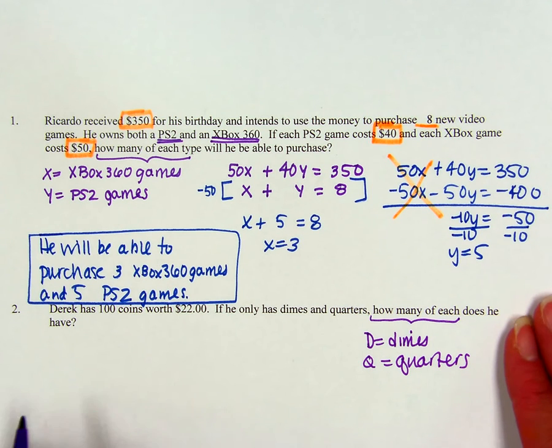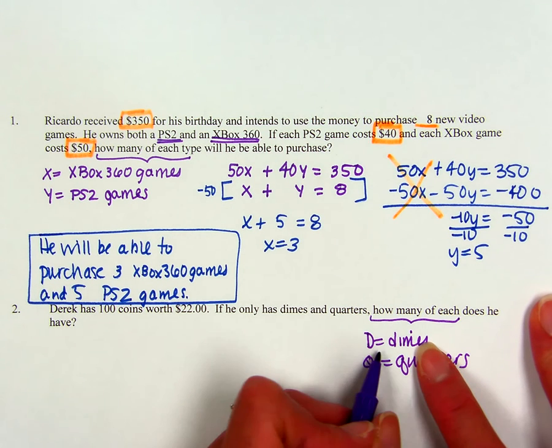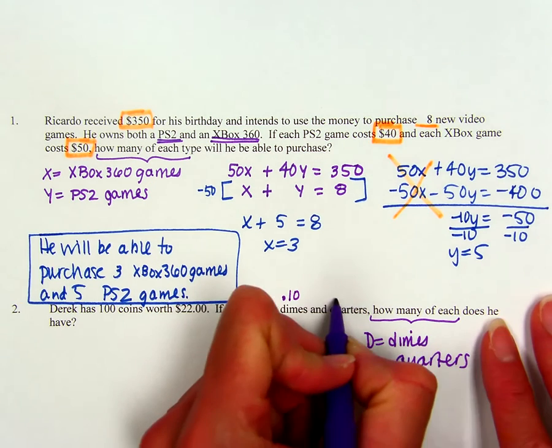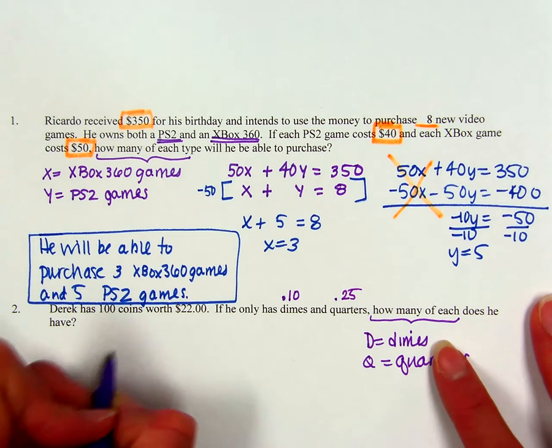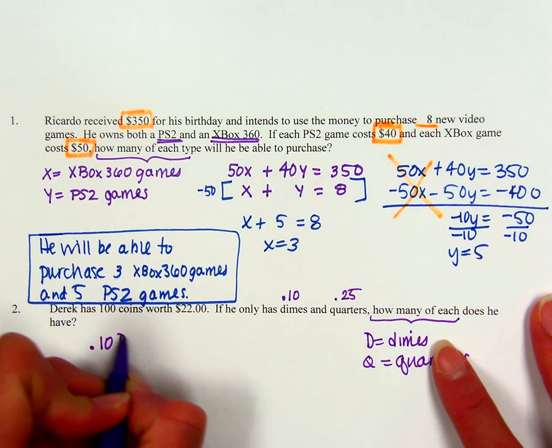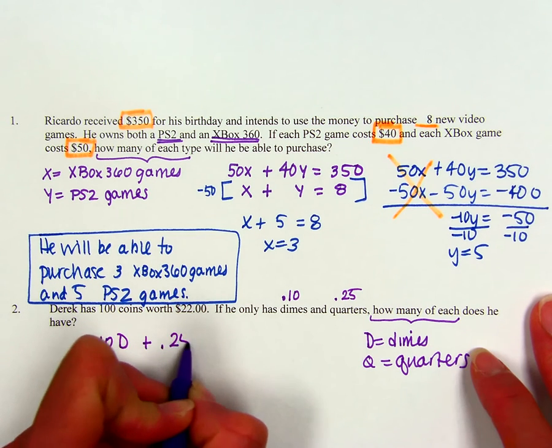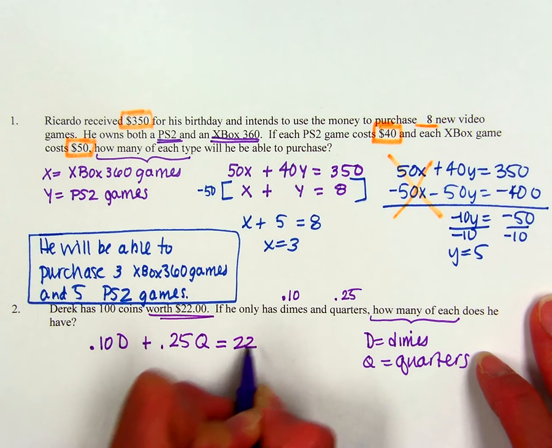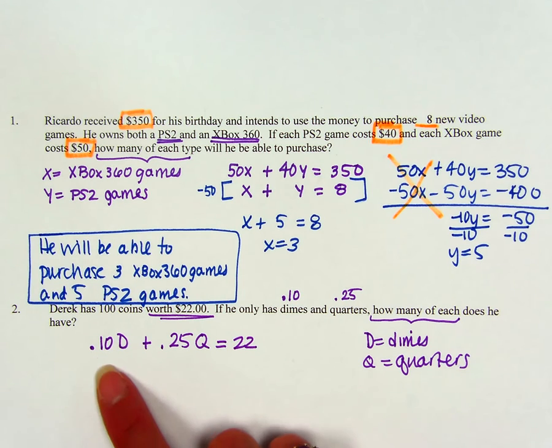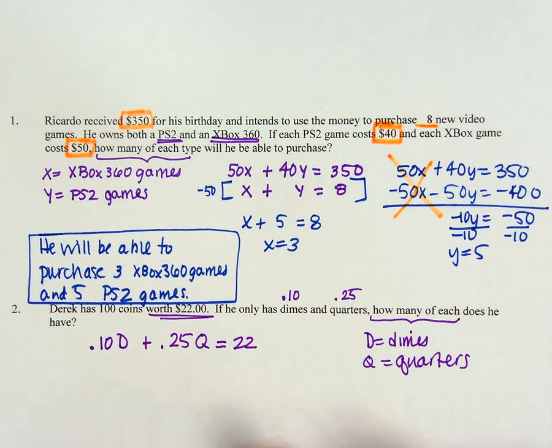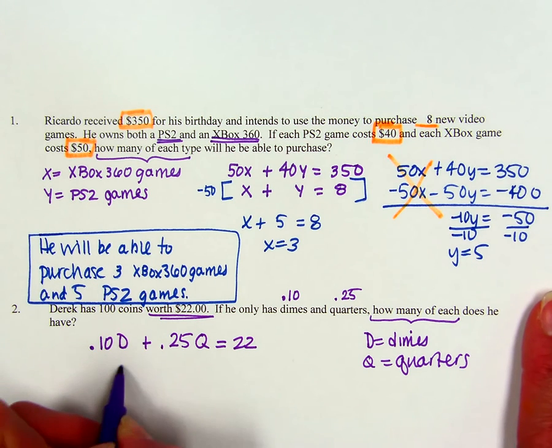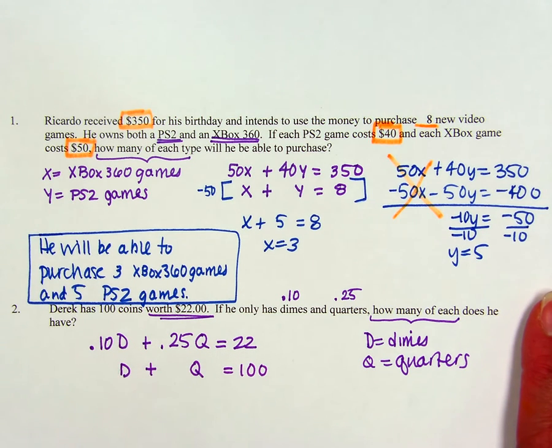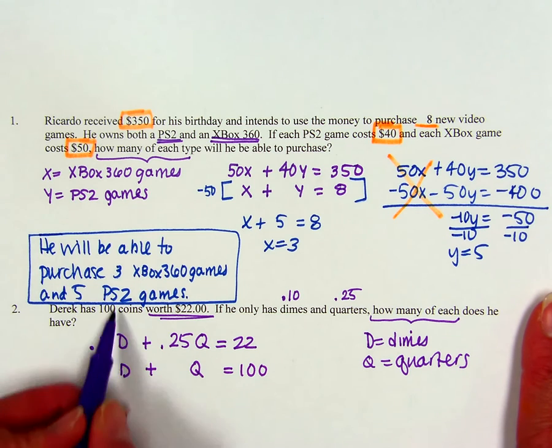So if I want a cost equation, what is the cost of dimes? Well, they don't tell you that, but you should know that every dime is 10 cents and every quarter is worth 25 cents. So 0.10D plus 0.25Q equals the $22 that I should have total. Notice that I did 0.10 because it's not $10, it's 10 cents. All right, if you have 100 coins, I have some amount of dimes, some amount of quarters, and total I should have 100 coins: D plus Q equals 100.